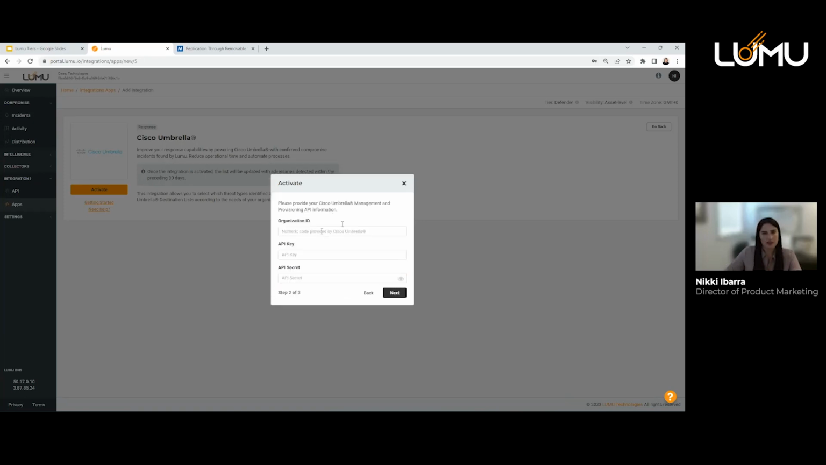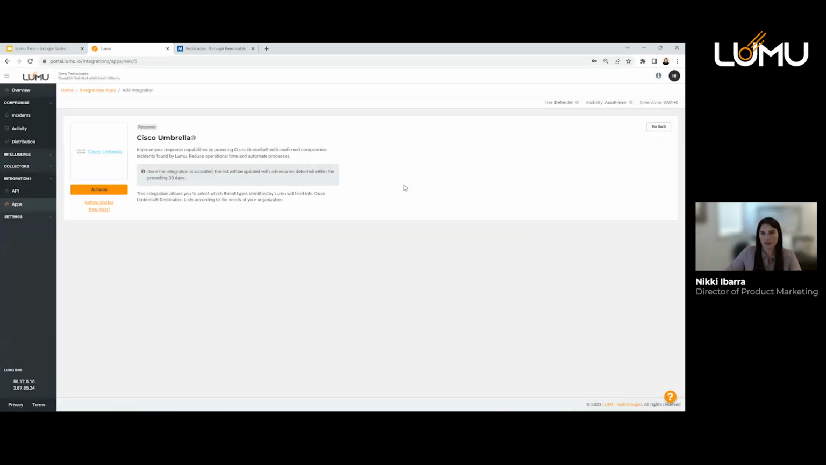You can just enter the API. This is just something that you get from your Cisco environment, and then you activate it. It's set up. It's very easy to do. These out-of-the-box integrations make everything a lot easier. You're going to be able to automatically respond to a lot of the incidents that you're dealing with, so it makes life a lot easier as a cybersecurity operator in general.